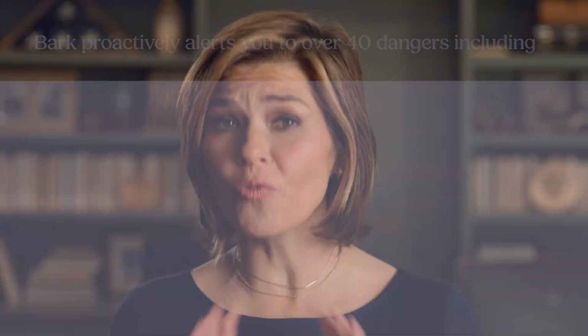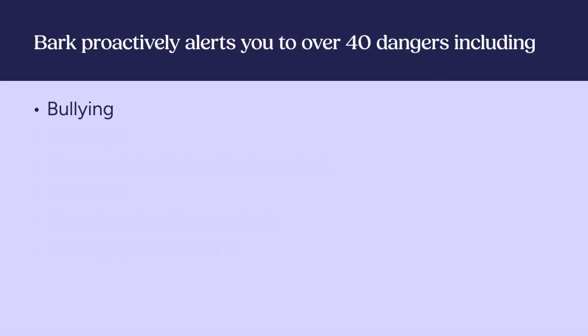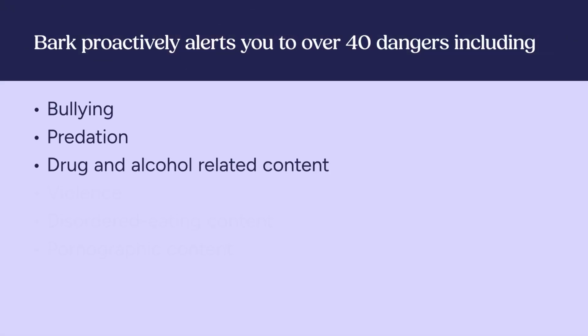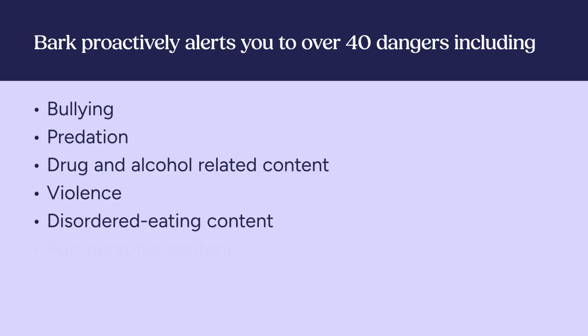And chances are, even if you have the best relationship with your child, they might not always talk about what they've encountered. That's why Bark not only sends you the alert, but also sends best recommendations for next steps and for how to address and what to do. While there are a few options on the market, and please by any means use one of them versus nothing, only Bark will proactively alert you to dangers in over 40 categories, including bullying, predation, drug and alcohol-related content, violence, disordered eating content, pornographic content, and more.